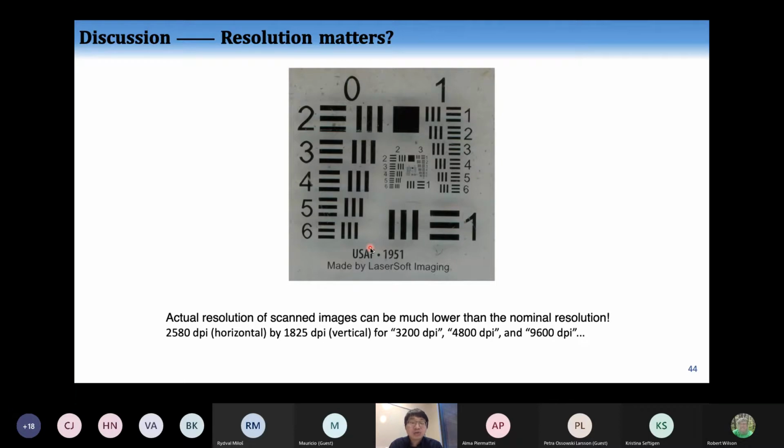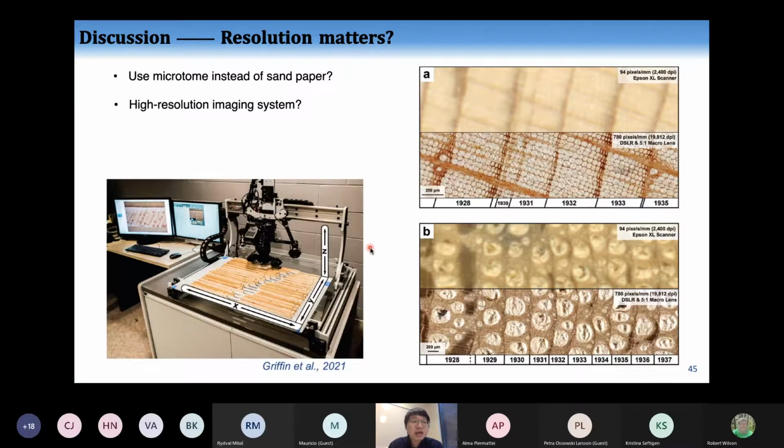So I think we should look for higher resolution systems, but while waiting for the generation of new higher resolution scanners, we can still make some efforts. For instance, we can use a microtome to smooth the surface instead of using sandpapers, because I'm pretty sure that we will get a smoother surface and clearer ring boundaries. And in this case, I think the climate signals in blue intensity data could also be improved.